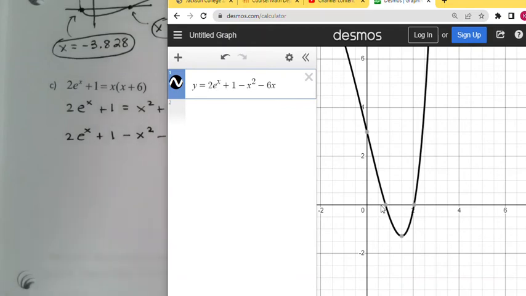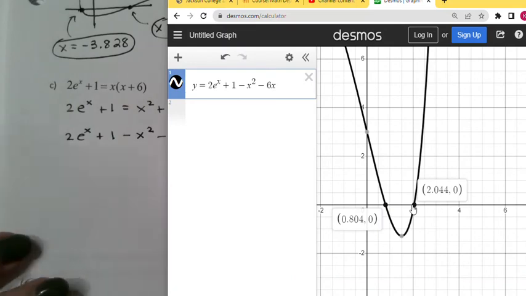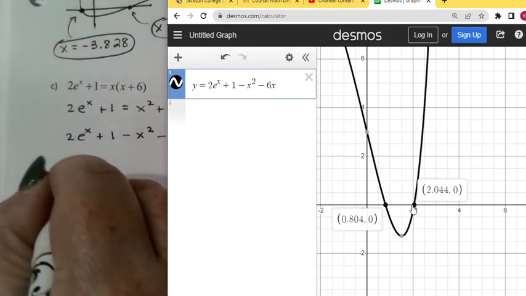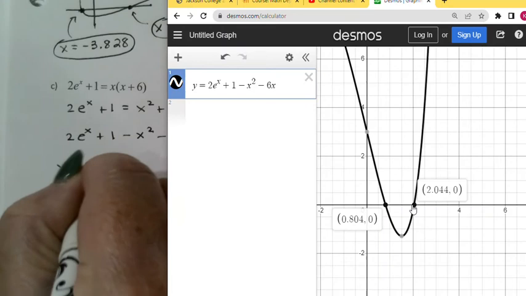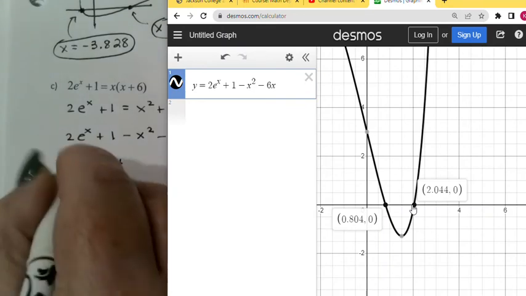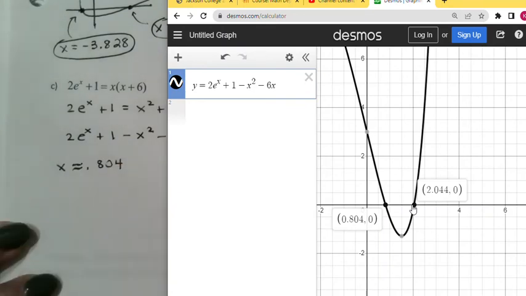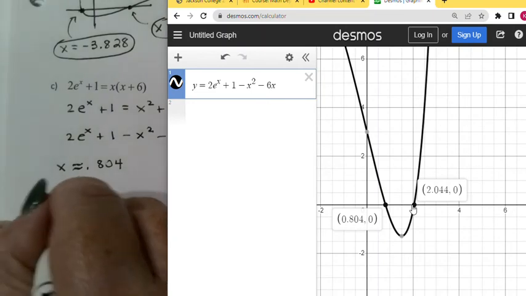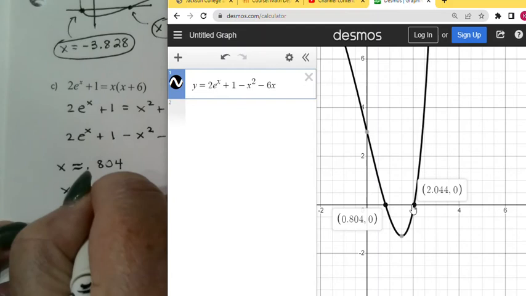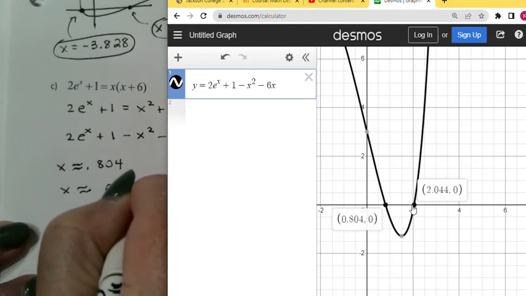There we go. And I definitely identified 2 right away. I won't sketch the graph this time, I'll just write them down. X is about 0.804. And actually, I haven't been using the wavy equal signs, but I probably should, because these are definitely decimal approximations. And the other x is about 2.044.